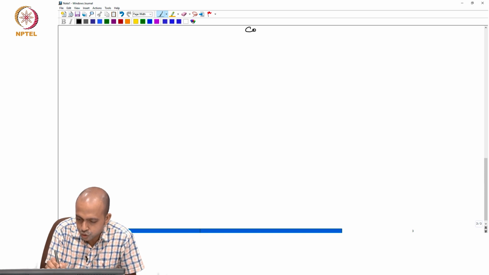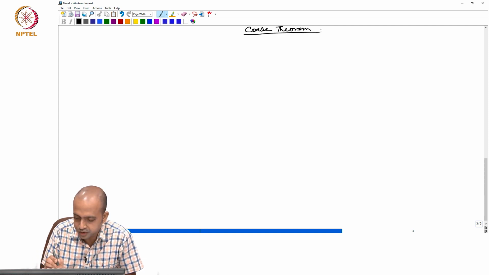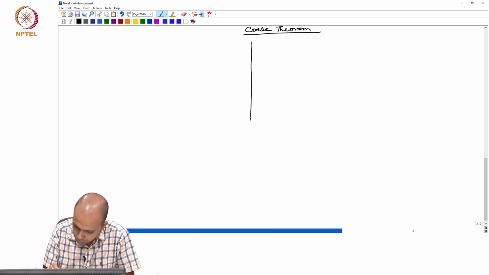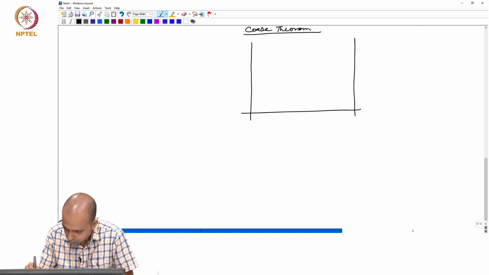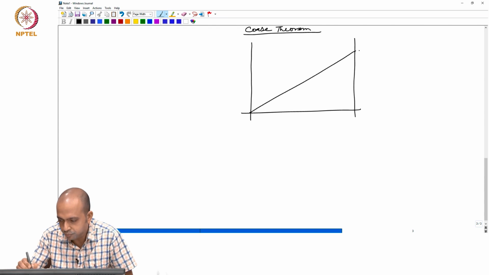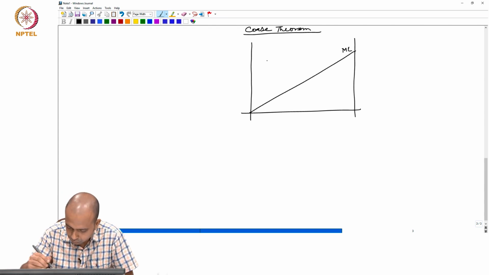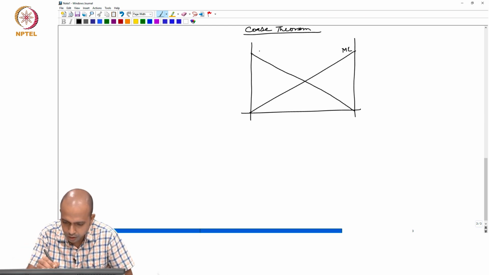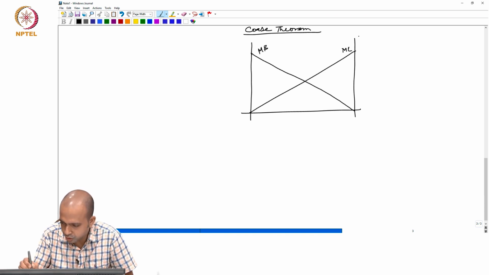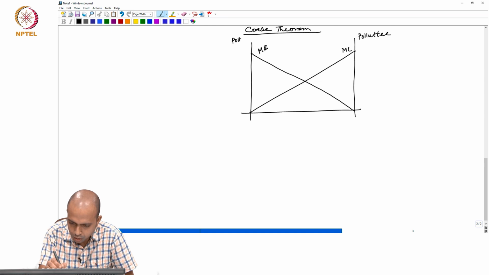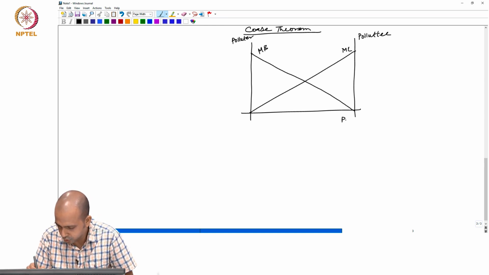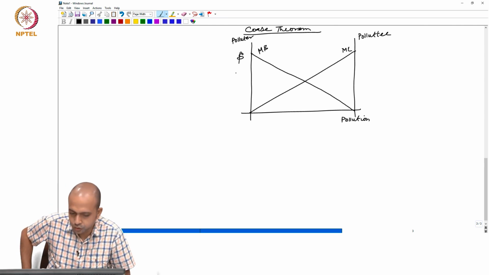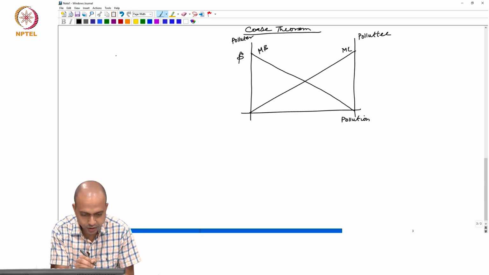Okay. So, this is again Coase theorem. We will discuss case 2. So, once again, MC, MB. Here we are measuring pollutee, here it is polluter, in this axis we are measuring pollution, here we are measuring dollar. Okay. So, this is case 2.